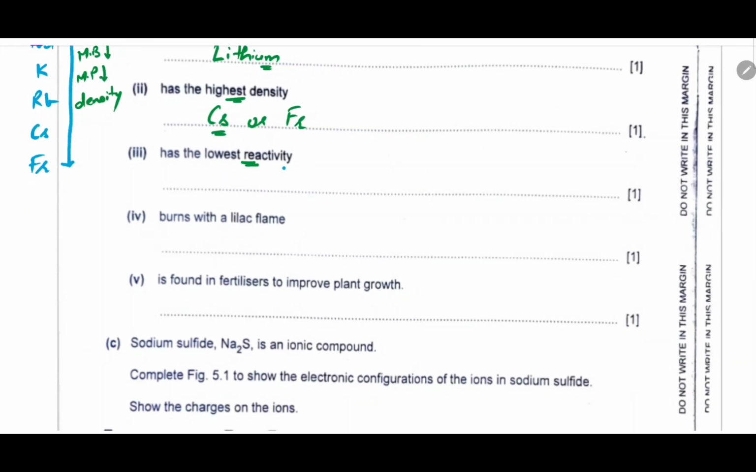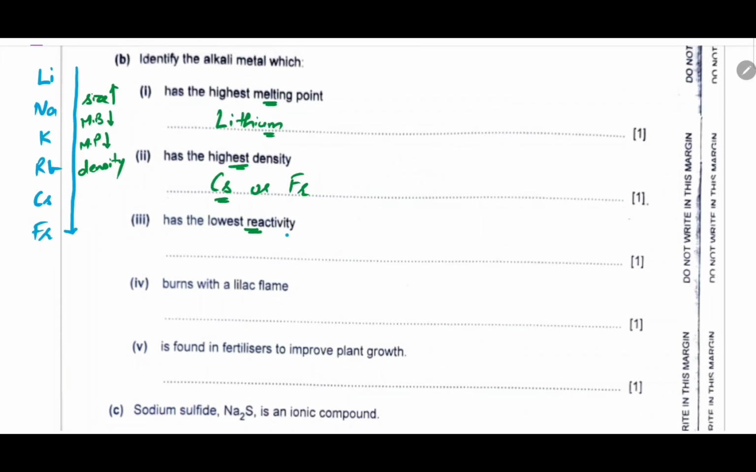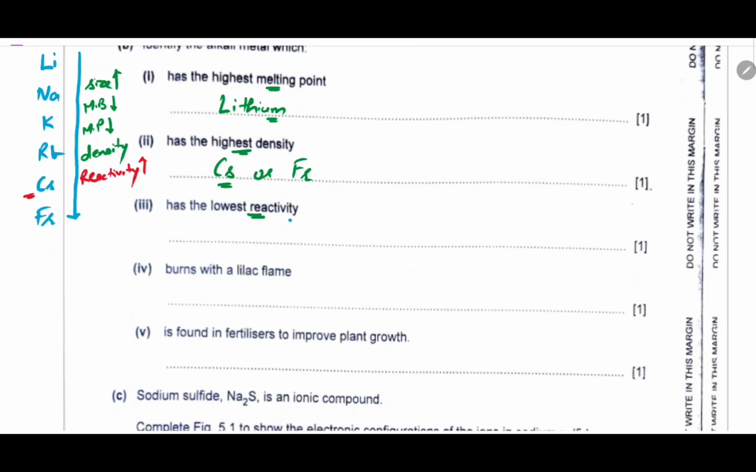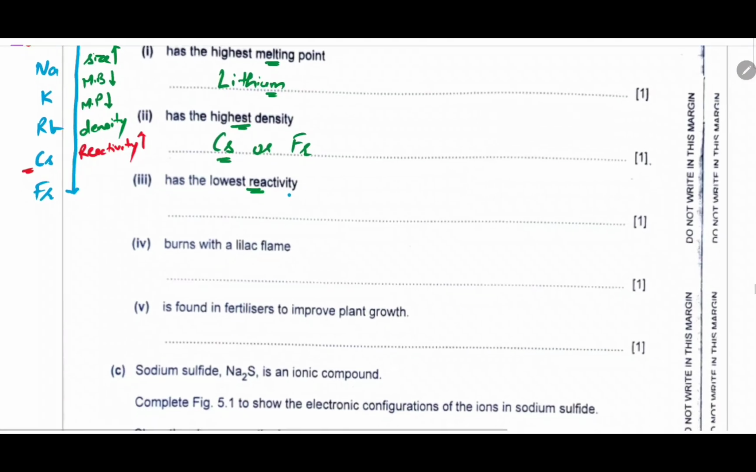Lowest density, lowest reactivity. Reactivity of alkali metals increases down the group because the tendency to lose electrons increases. Therefore, the reactivity will increase down the group as they have more tendency to lose electrons. Hence, we can say cesium is the most reactive and lithium is the least reactive. So, they are asking you lowest reactive. Answer will be lithium again, Li.